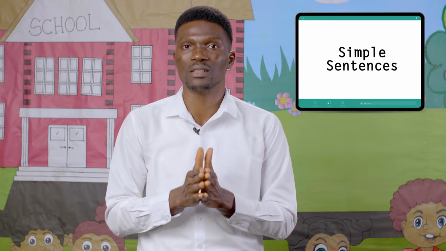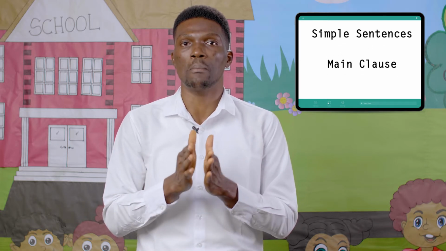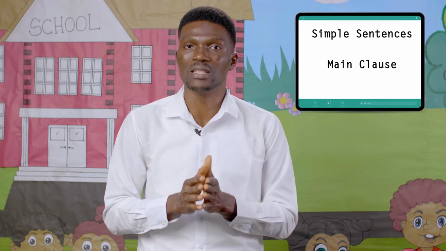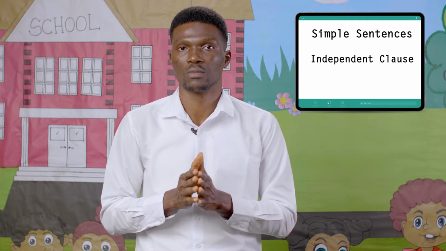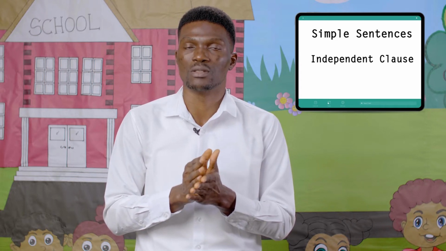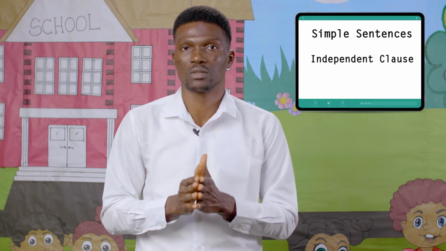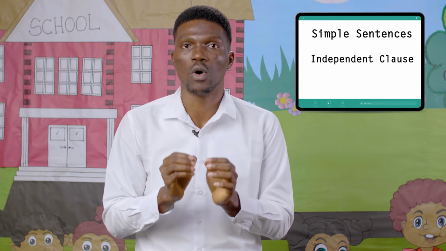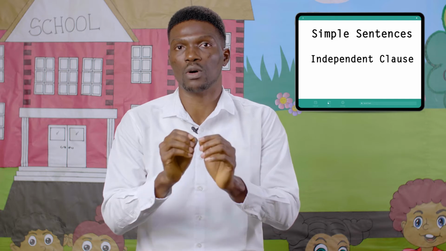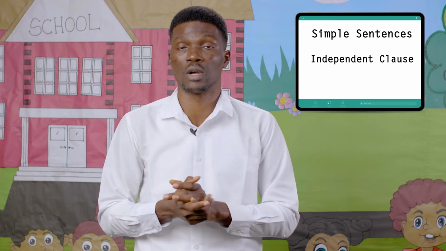A simple sentence is made up of one main clause or one independent clause. Most of the time we hear that a simple sentence expresses one complete thought. And it makes sense on its own. So just right there on its own, it makes sense. You don't need additional information to understand what it means.